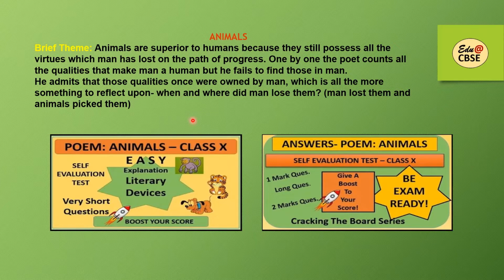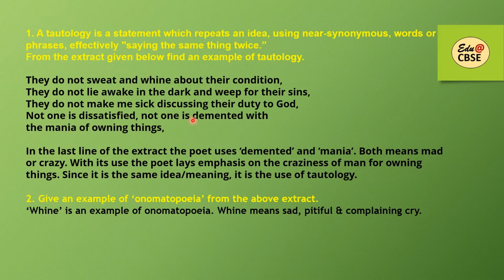So now let's do the questions, important questions. A tautology is a statement which repeats an idea using near synonymous words or phrases effectively, that is saying the same thing twice. So from this extract, find an example of tautology. So tautology is another literary device. Its definition is given, so you have to find this literary device from the stanza given below.